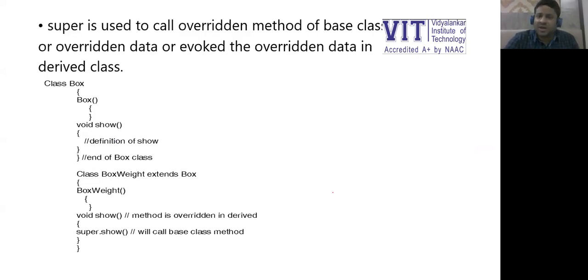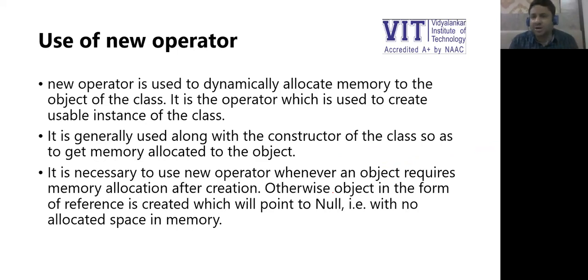Now, one very important aspect is the new operator. Why do we need the new operator? You have seen that when we create an object in Java, it is class name, object name equals new class name. So the new operator is used. We will learn eventually that to create an array, to create a string, we will make use of the new operator. Now, what is the new operator? It's a runtime memory allocation operator.